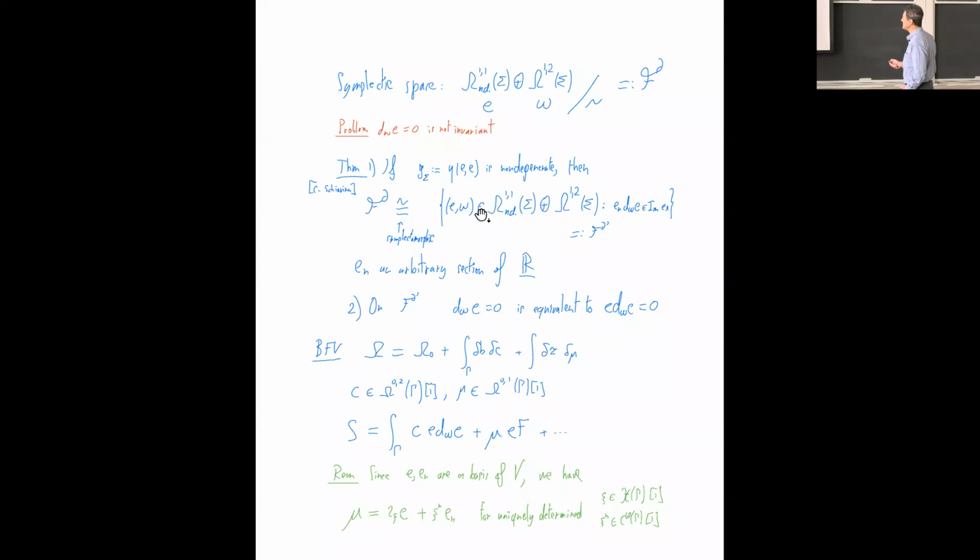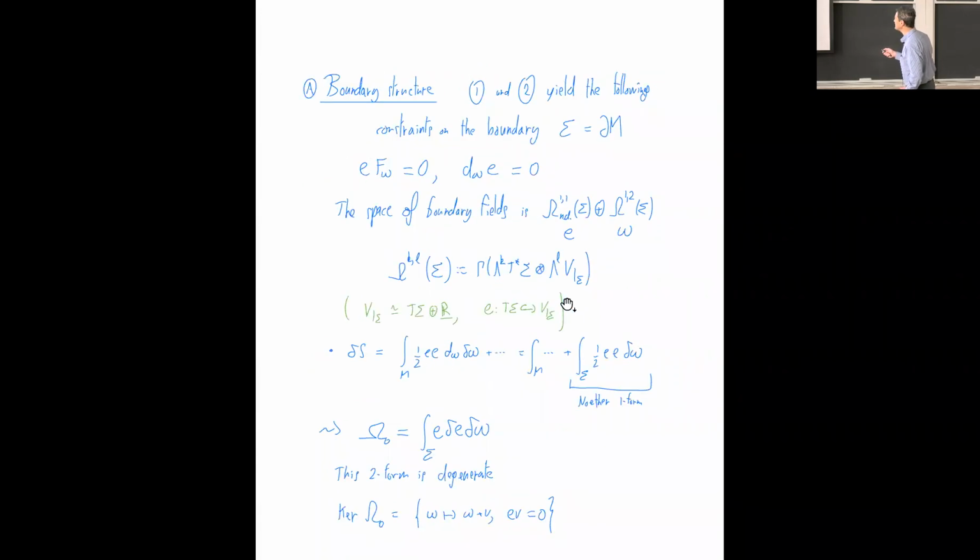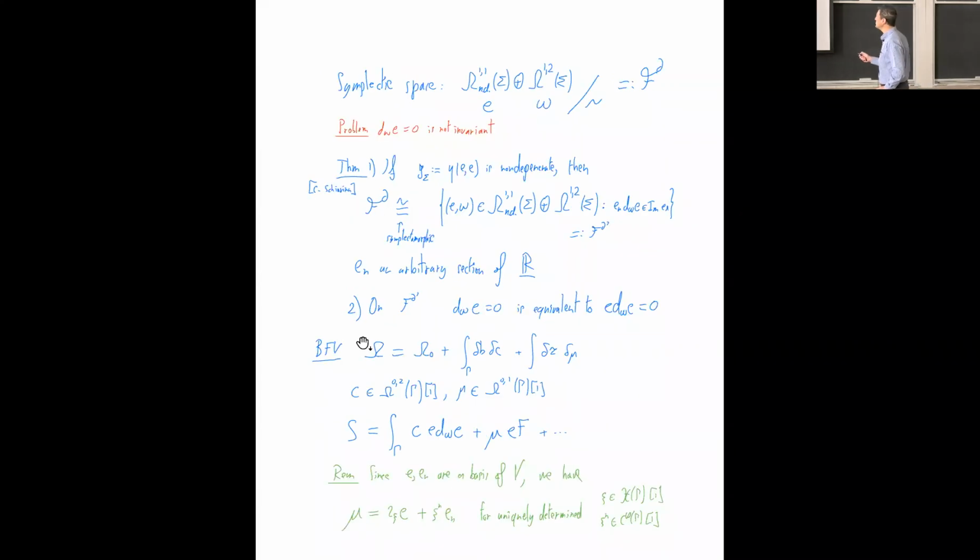what you can do is the following. First of all, since V is isomorphic to the tangent bundle, the restriction of V to the boundary will have some splitting. I mean, the restriction of E to the boundary will be isomorphic to the tangent bundle of the boundary plus a trivial line bundle, which corresponds to the transversal direction. So what you can do now is choose an arbitrary section of this transversal direction.